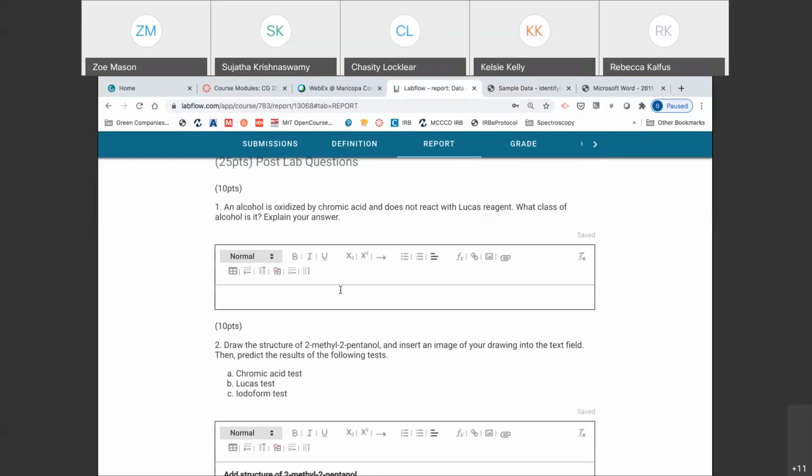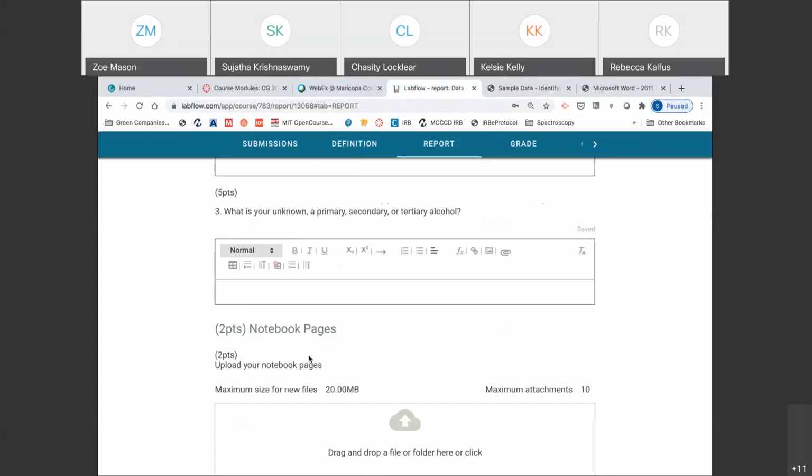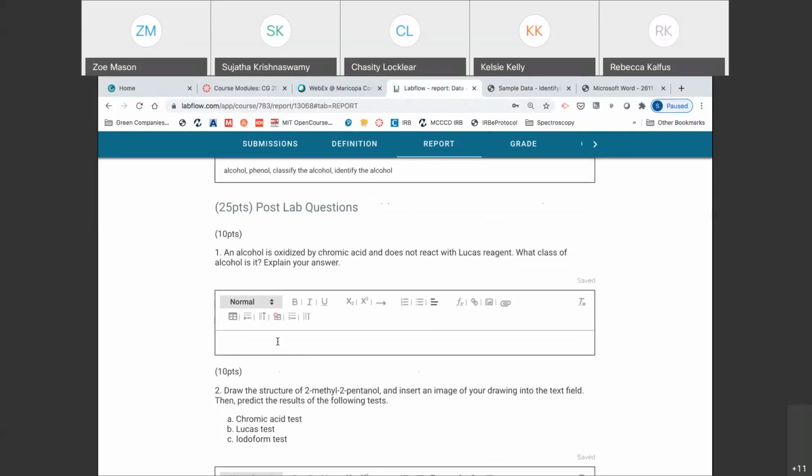The post-lab questions. Let's start with the first question. An alcohol is oxidized by chromic acid but does not react with the Lucas reagent. So I'm just going to explain a little bit about this, and then you should be able to answer the other questions on your own. If an alcohol is oxidized by chromic acid, I'm just writing some hints here, these are not the complete answers. If it's a positive test with chromic acid, what this means is it's a primary or secondary alcohol. It is definitely not a tertiary alcohol.